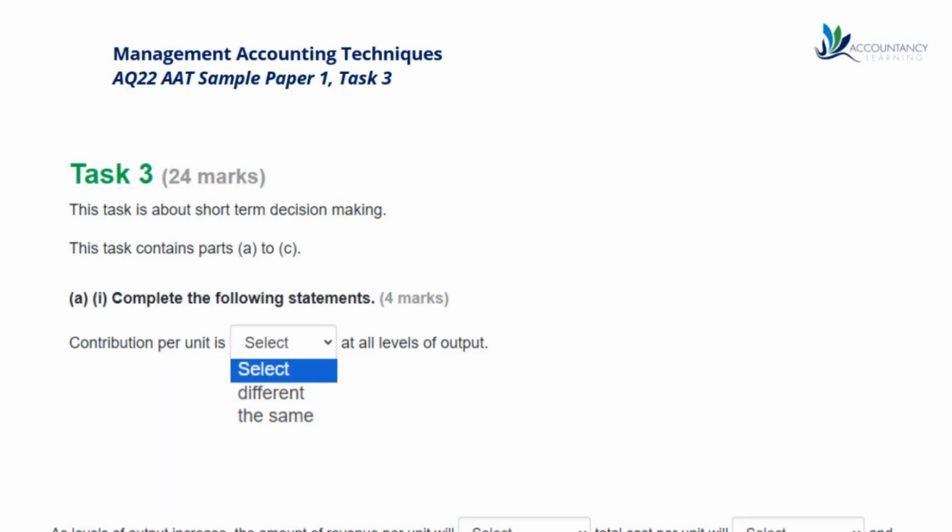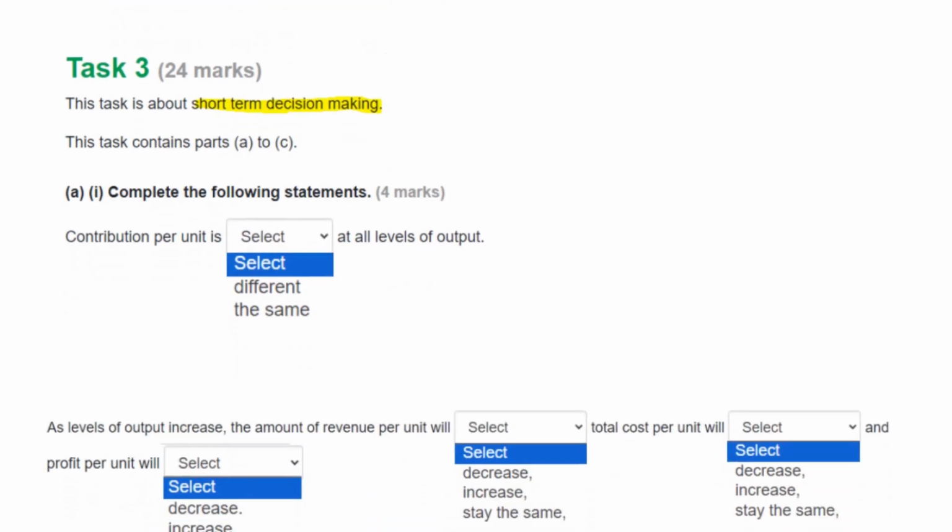I'm Sarah, tutor at Accountancy Learning, and in this video I'll take you through the Management Accounting Techniques AAT Sample Paper 1 Task 3. So Task 3 is all about short-term decision making. So let's have a look at the first question.